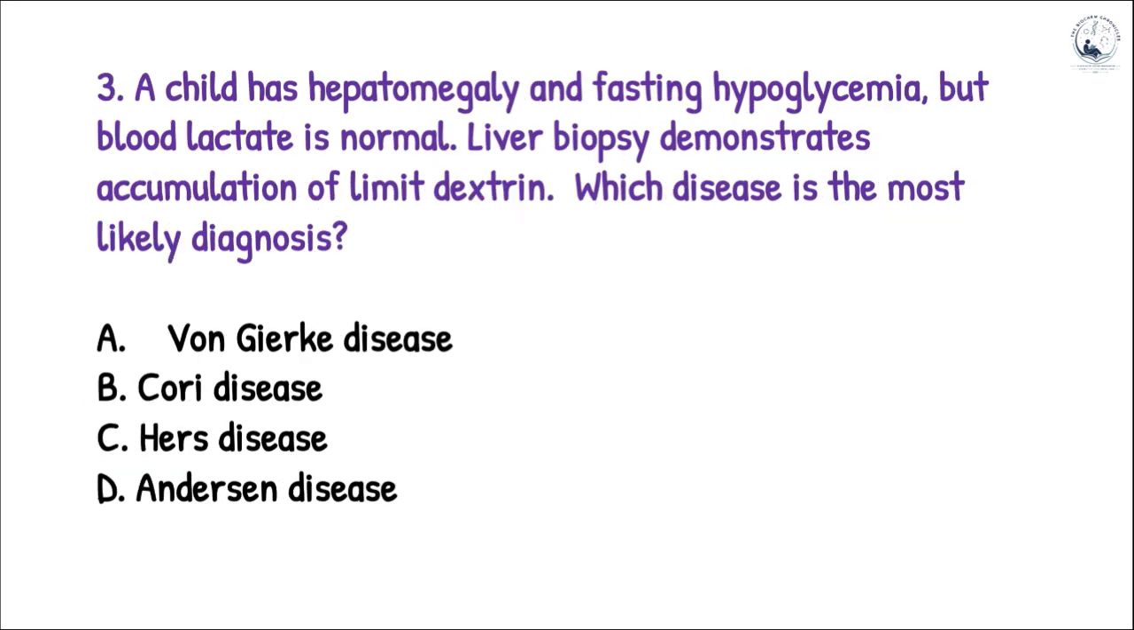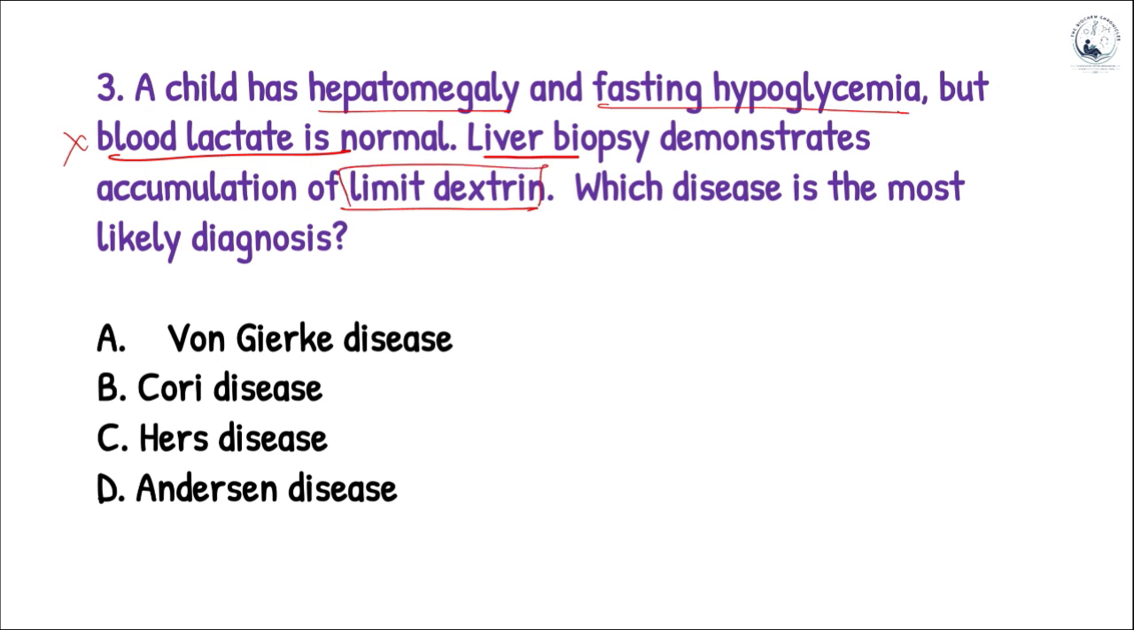So next is third question, last question. A child has hepatomegaly and fasting hypoglycemia, which means something related to liver. But the lactate level is normal, which means it is not von Gierke's. Liver biopsy demonstrates accumulation of limit dextrin. So this is a limit dextrinosis disease. Which is the most likely diagnosis?